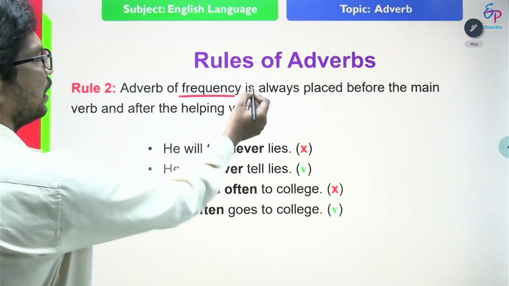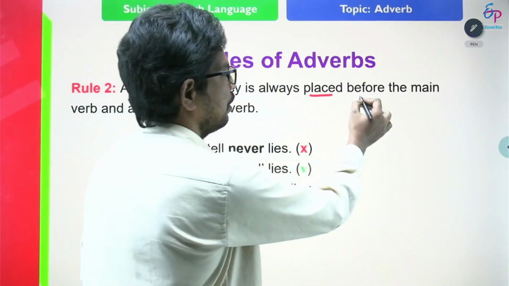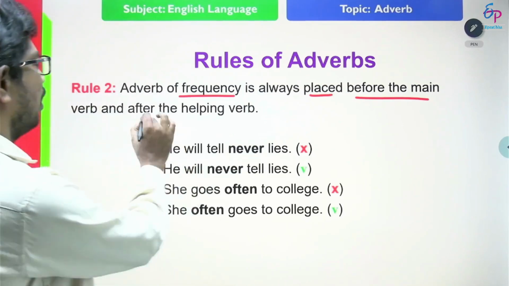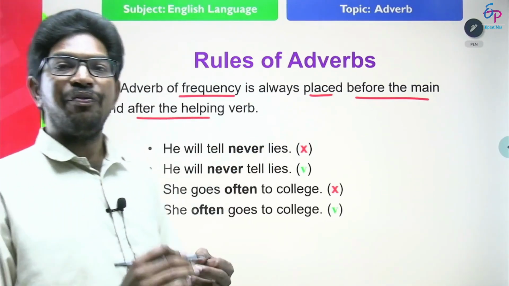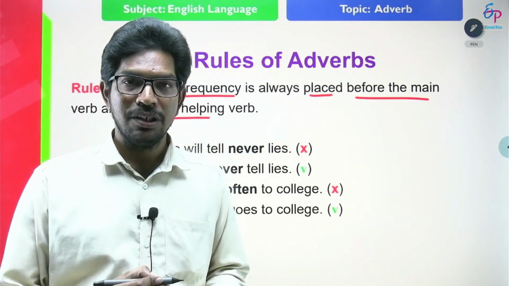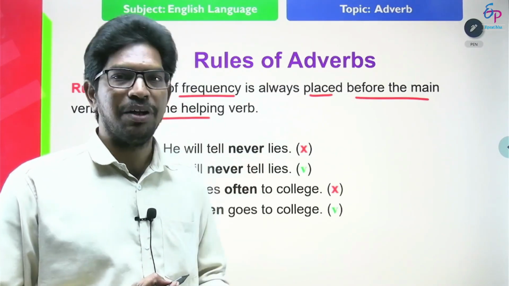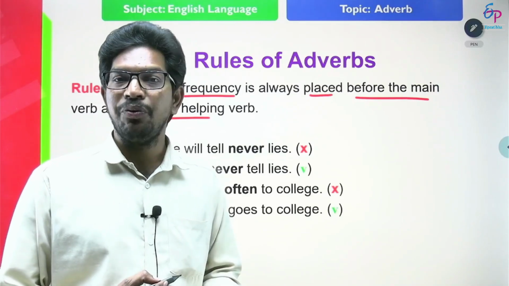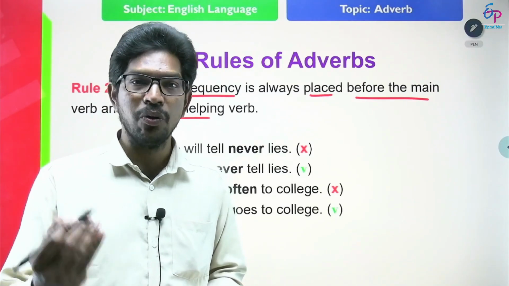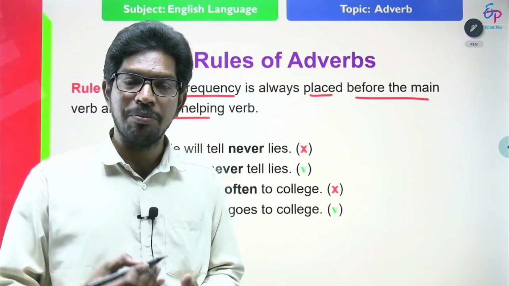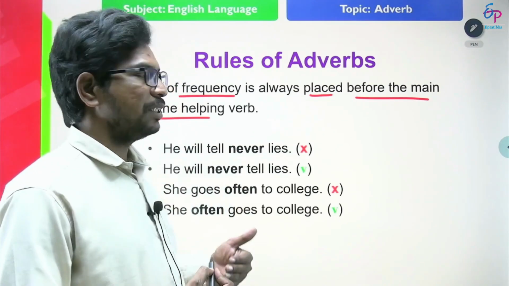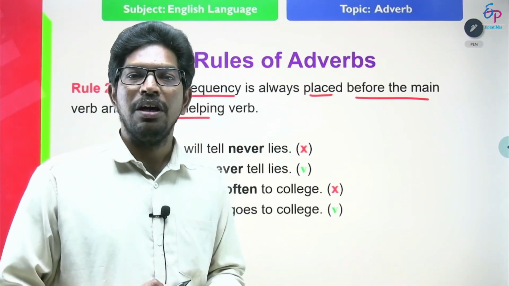Adverbs of frequency are always placed before the main verb, after the helping verb. Adverbs of frequency: often, seldom, rarely, never. These words should always be placed before the main verb. What are main verbs? V1, V2, V3, V4 forms: go, went, gone, going; sing, sang, sung, singing. These are main verbs. So adverbs of frequency are always placed before the main verbs, after the helping verbs.